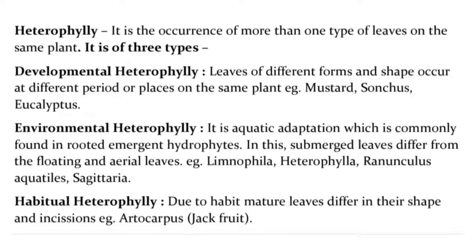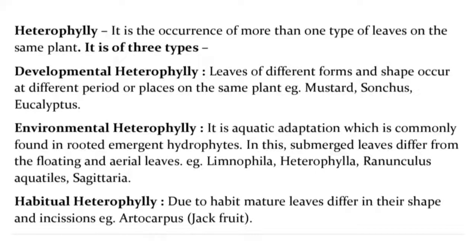Heterophylly. It is the occurrence of more than one type of leaf on the same plant. It is of three types. Developmental heterophylly: leaves of different forms and shapes occur at different periods or places on the same plant, e.g. mustard, Sonchus, eucalyptus. Environmental heterophylly: it is an aquatic adaptation which is commonly found in rooted emergent hydrophytes. In this, submerged leaves differ from the floating and aerial leaves, e.g. Limnophila, Heterophylla, Ranunculus aquatilis, Sagittaria. Habitual heterophylly: due to habit, mature leaves differ in their shape and incisions, e.g.